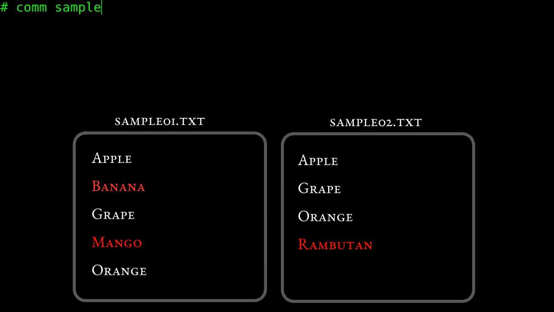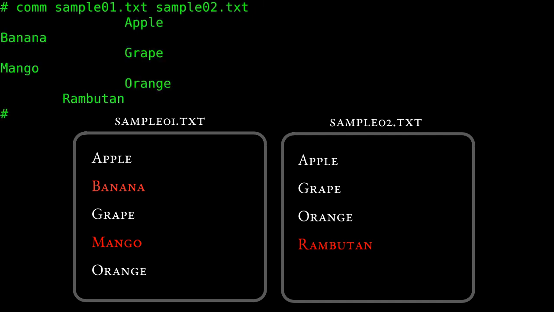Comm, first file is sample01.txt and second file is sample02.txt. These files contain names of some fruits in a sorted order. When we execute this, we can see that the output is divided into three columns, where the first column prints the contents that are unique in file 1, the second column prints contents that are unique in file 2, and the third column prints the contents that are common to both file 1 and file 2.